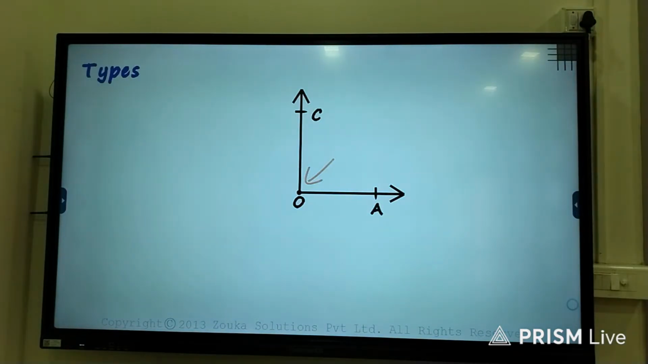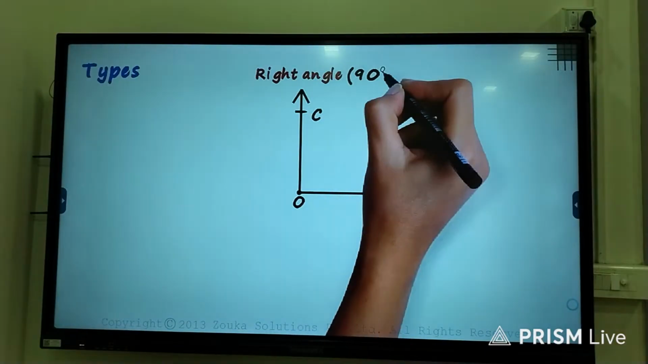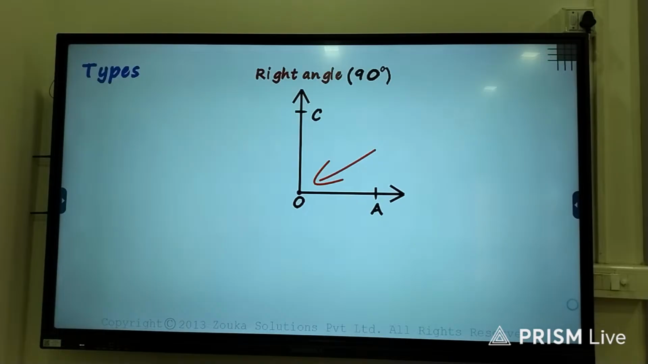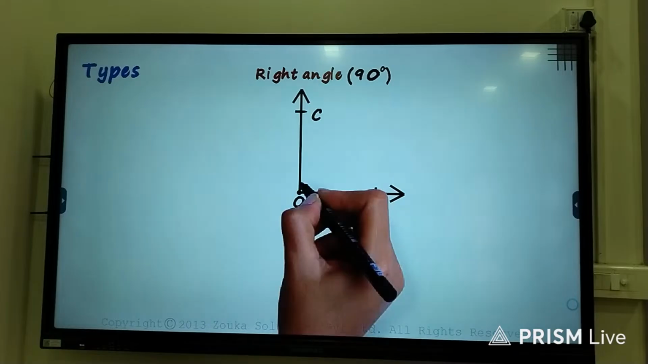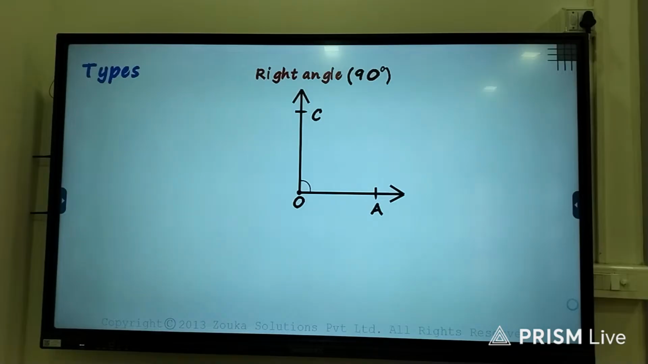This angle from here is called a right angle, and since it covers 1/4 of the 360 degrees, it measures 90 degrees. This angle is special in many ways. It is the only angle which is not marked with a curve. Normally, angles are marked like this, with a curve between its two arms.